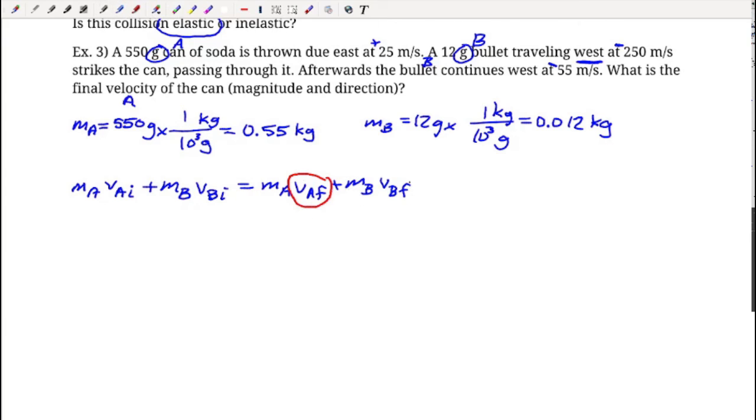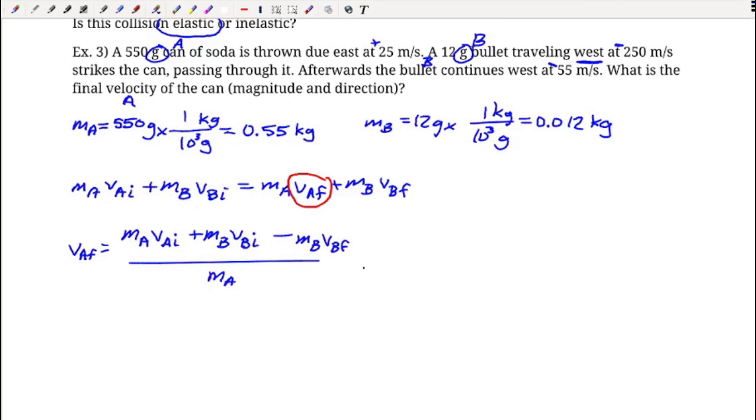So again, the rearranging: subtract the mB vBf to the other side and divide by mA. So this is going to be vAf equals mA vAi plus mB vBi minus mB vBf, all over mA. Let's plug in some numbers.